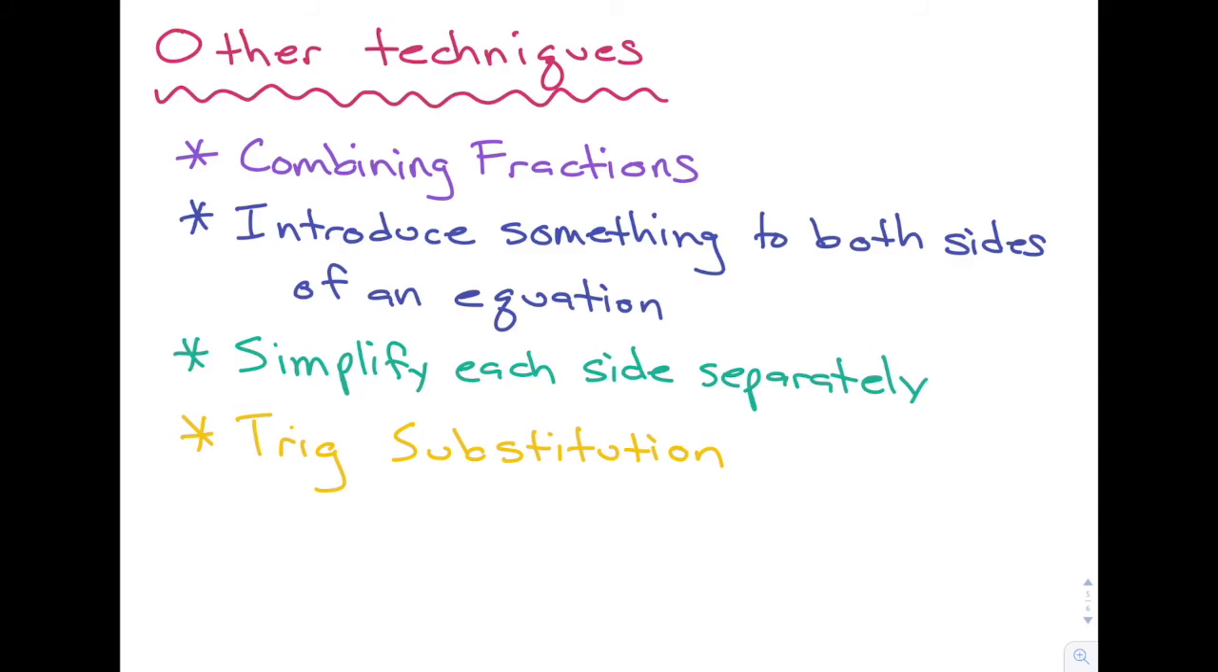We can simplify each side separately and then combine the two to make sure that we end up in the same place. And of course, we can use trig substitution. I won't talk about all of these techniques at length in this video. The point is just to begin to get you thinking about what kinds of techniques you may consider using when trying to prove whether or not something is a trigonometric identity. In the future, we'll look more extensively at these techniques.